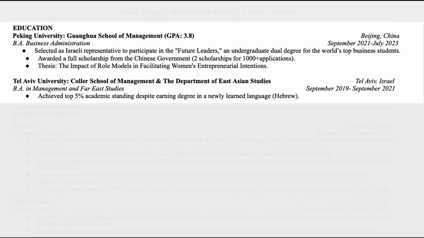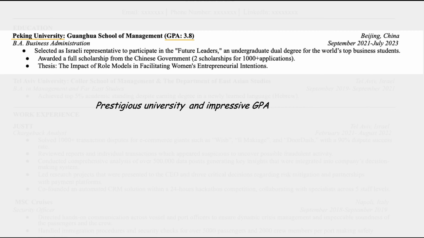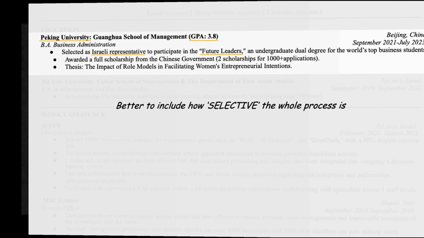Now we deep dive into education. The first entry here is from a very prestigious school. In fact, one of the two most prestigious schools in China, with the other being Tsinghua, and a GPA 3.8, supposedly out of 4. At first sight, that's impressive. Going down one level, to the first bullet, what do we have here? Israel's representative to participate in the Future Leaders, supposedly a prestigious program. Quite good already, but could be made even better if she'd include how selective this whole process is.